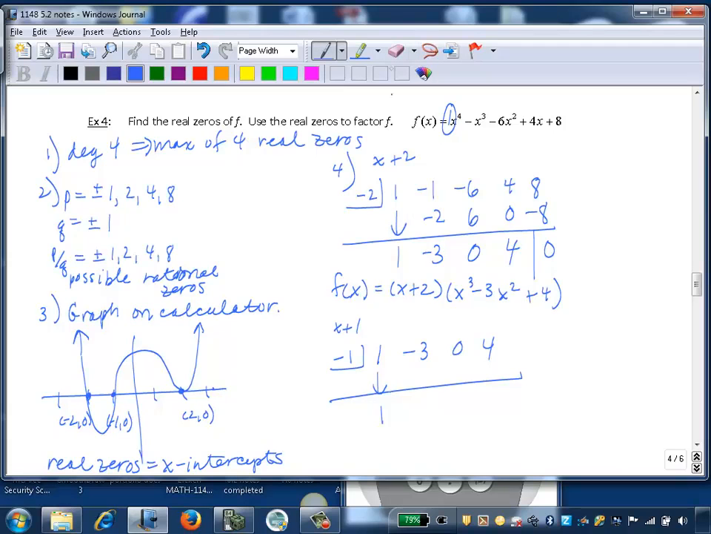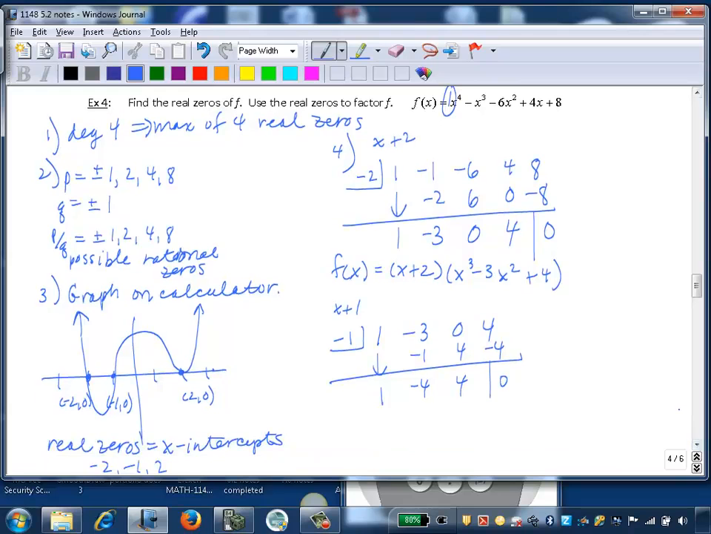So I bring down the first term, bring down the 1, 1 times negative 1, negative 1, add down the column, negative 3 and negative 1 is negative 4. Negative 4 times negative 1 is 4. Add down the column. 0 plus 4 is 4. 4 times negative 1, negative 4. Add down the column, and we get 0. So again, we get a remainder of 0 when we divide by x plus 1. So we just verified here algebraically that negative 1 is a real 0 of this polynomial. Now we just have one more 0 to verify.